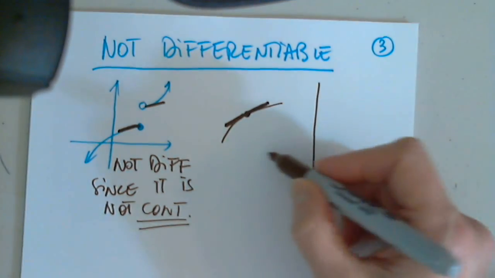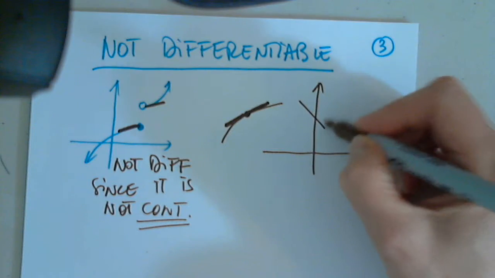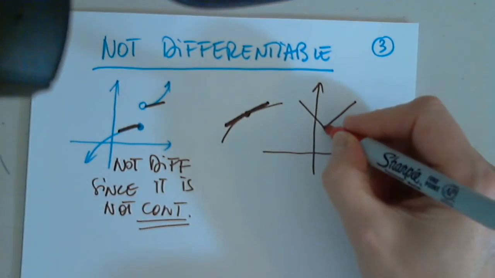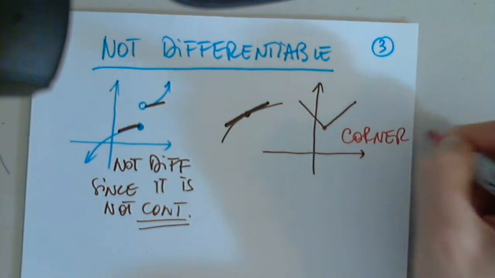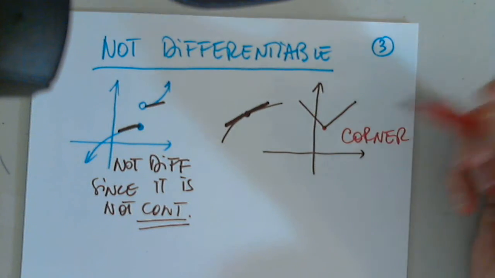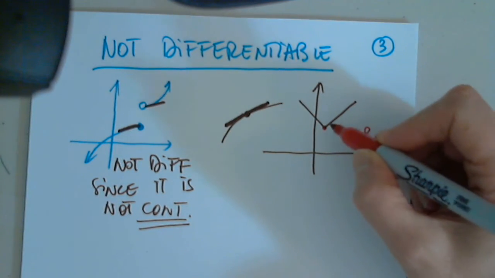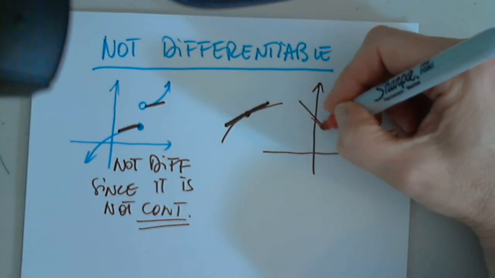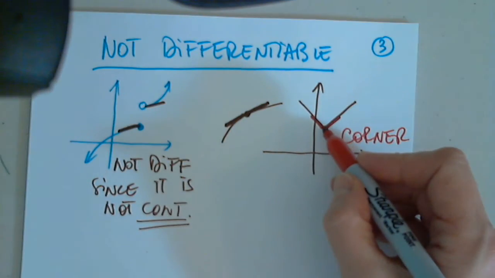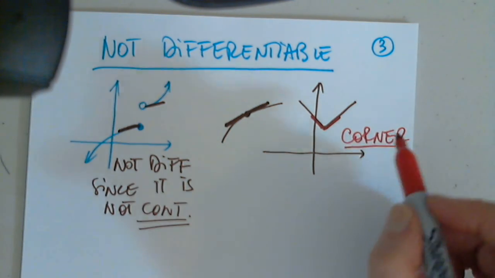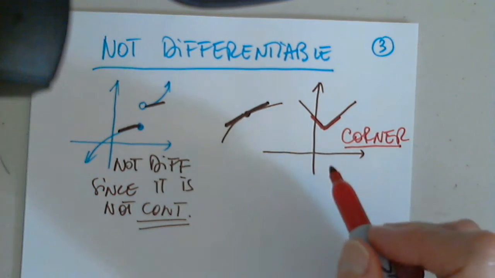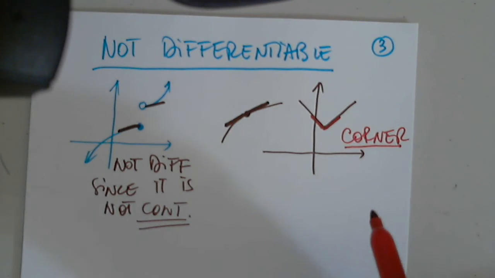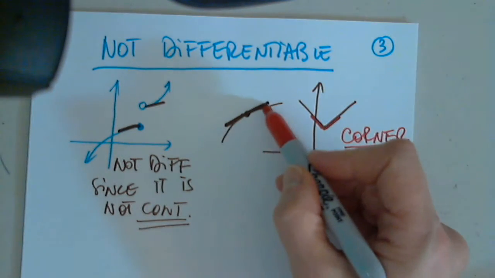So here's a second situation. At this point, which is a corner, the function is not differentiable. How come? Because at this point, it does not have a unique tangent. This is a positive tangent. This is a negative tangent. So at this point, the function has a corner. It's not differentiable. The derivative will not be continuous. Here the derivative is continuous.